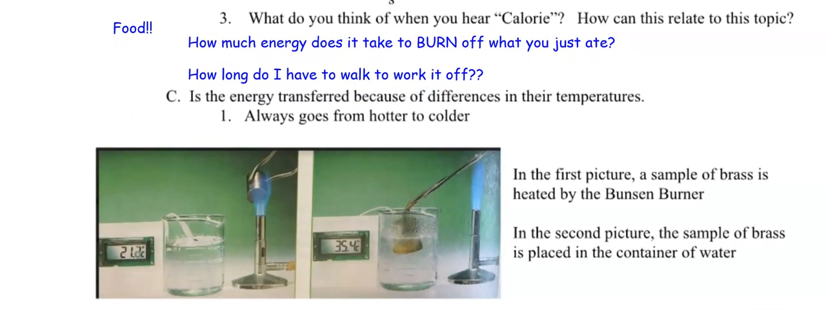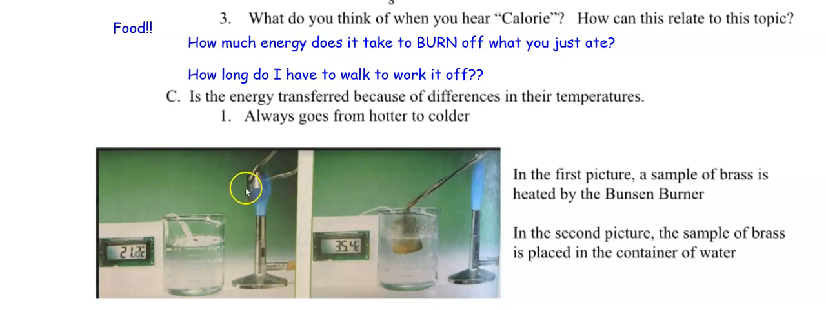All right, in the first picture, a sample of brass is heated by a Bunsen burner. And folks, Bunsen burners get really hot. If you let this piece of brass get to the same temperature as the Bunsen burner, it's like 700 degrees Celsius. It is super duper hot. And here's my beaker of water, and my beaker of water is at 21 point, looks like 2 or 7 or something degrees Celsius. It looks like a 2 to me. So it's about room temperature, a little bit colder than room temperature. So this is flaming hot, and this is room temperature-ish.